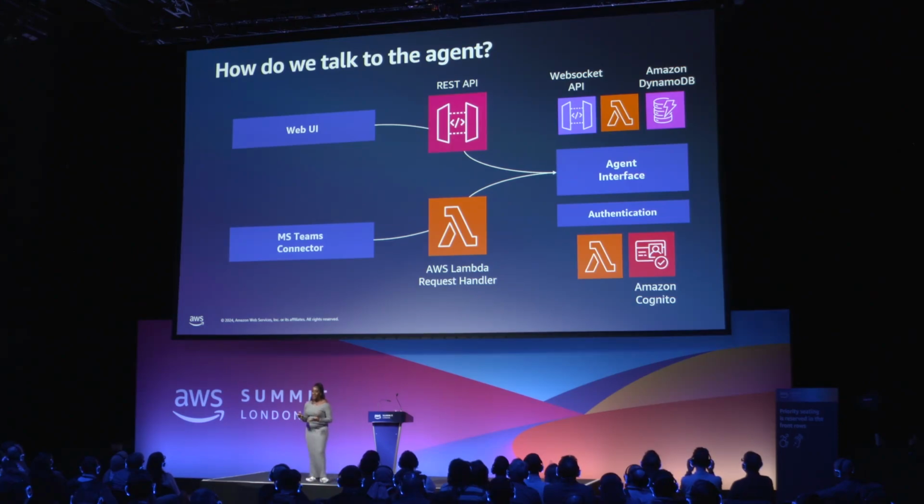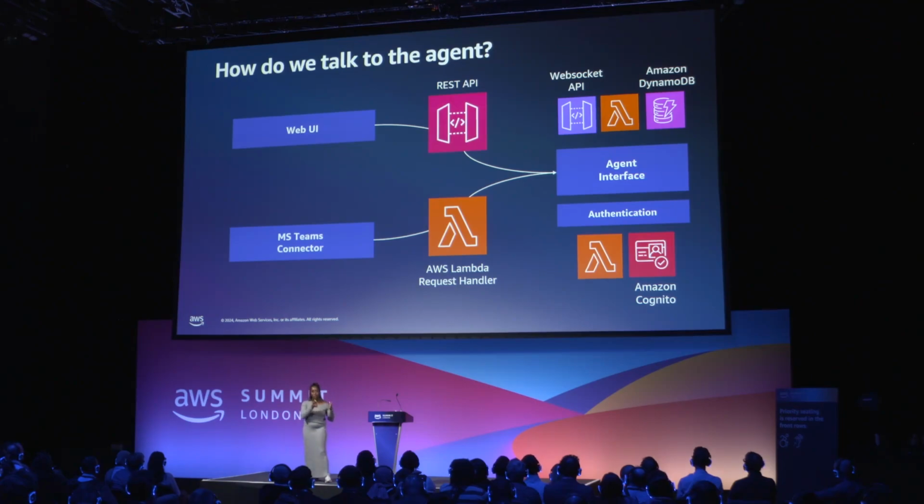So now we're going to dive into the architecture that makes everything you just saw possible. Firstly, the entry points of the web UI and the Microsoft Teams connector are integrated into the architecture using a REST API and a Lambda function. The REST API is powered by Amazon API Gateway, and this is just a service that enables developers to easily create APIs, manage them, monitor them, and secure them at any scale. The Lambda function manages the conversation and the tools of every agent interaction.